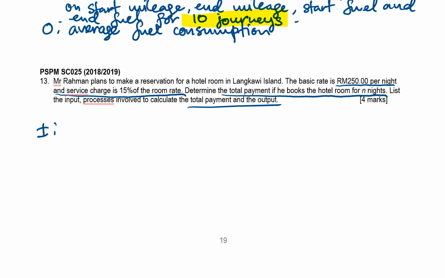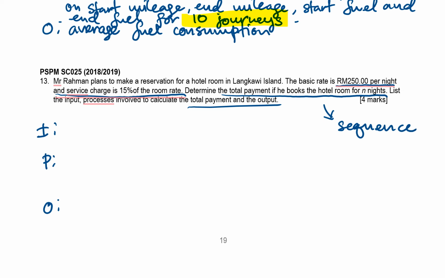Okay, now as usual, what is the control structure? What is the control structure for this question? So you just read back. The basic rate is 250 per night and service charge is 15% of the room rate. Determine the total payment if he books the hotel room for n night. This one is only a sequence control structure.